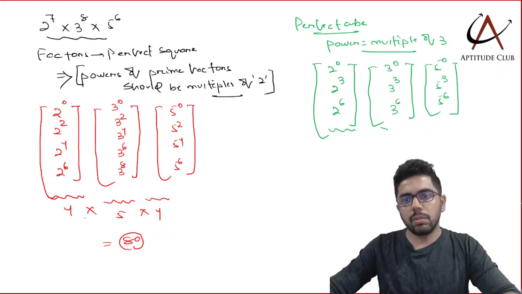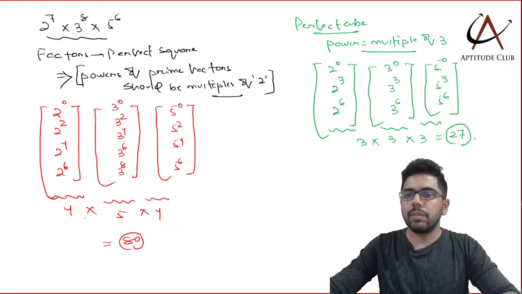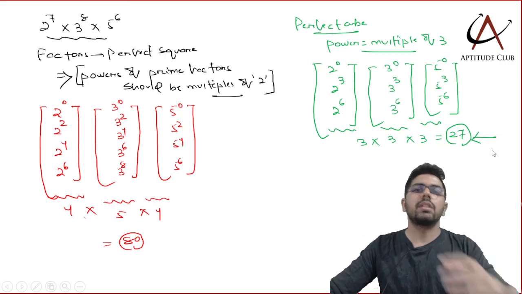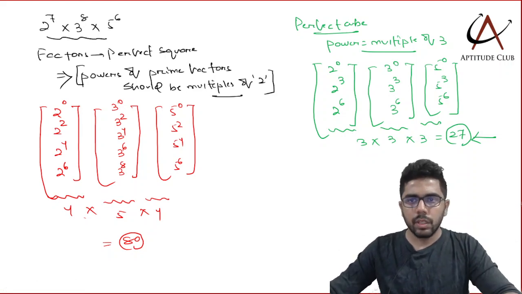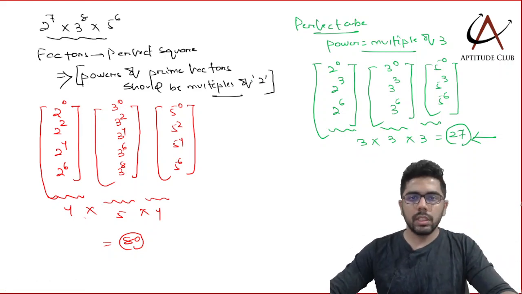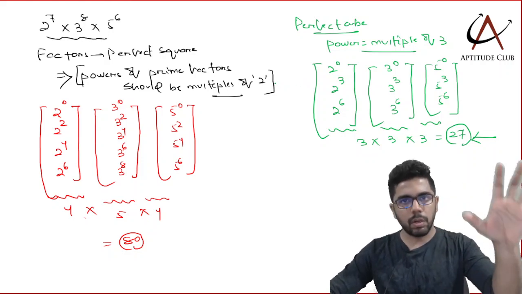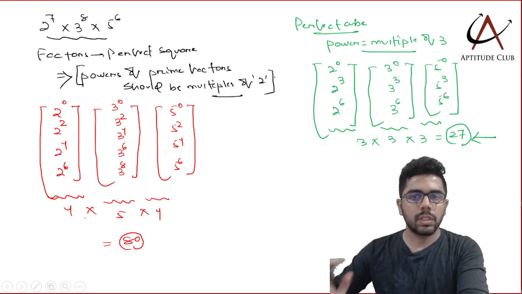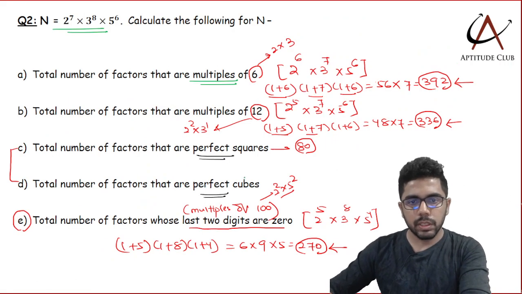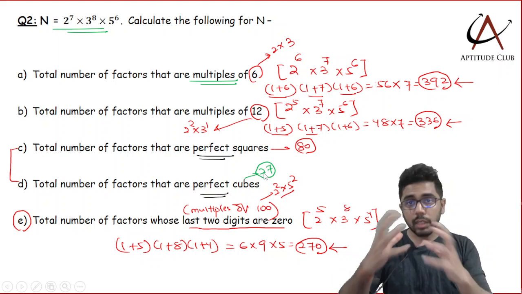So I have 3 forms in each of the cases. So 3 into 3 into 3, I will have 27 factors that are perfect cubes. एग्जैक्ट सेम लॉजिक, यहाँ पे जो लॉजिक है यहीं पे भी वही लॉजिक है, जस्ट इन केस ऑफ परफेक्ट स्क्वायर्स it is multiple of 2 the powers, परफेक्ट क्यूब में multiples of 3, so this will be 27. This is how that formula is applied.